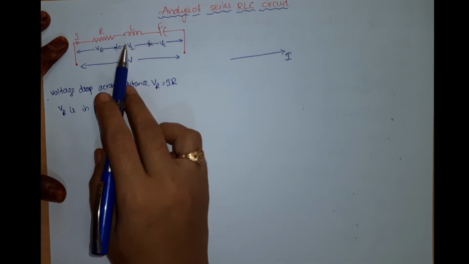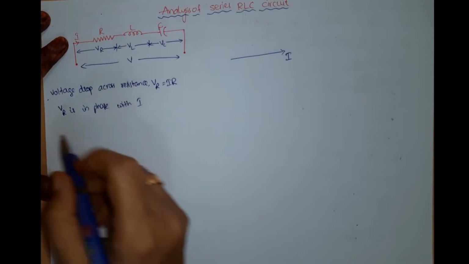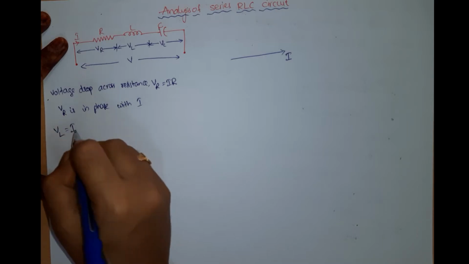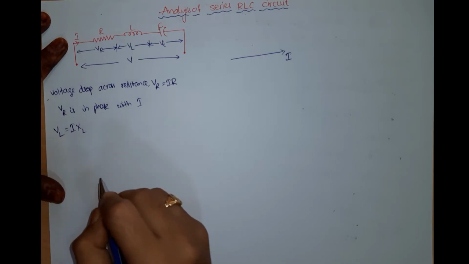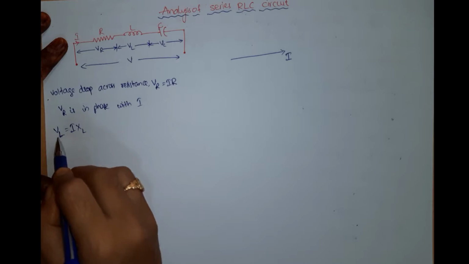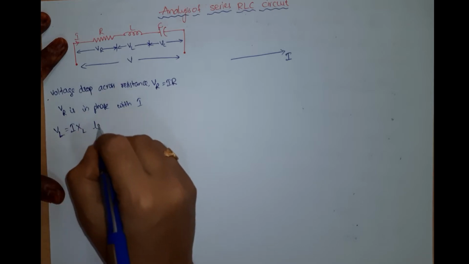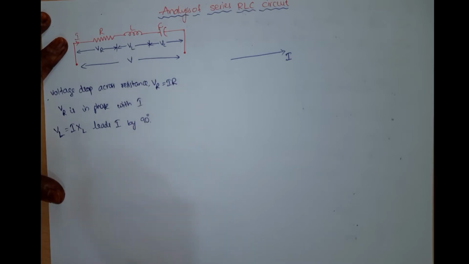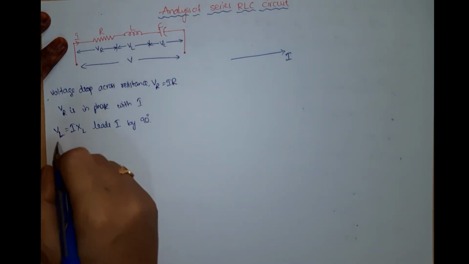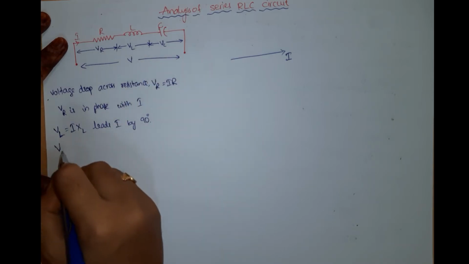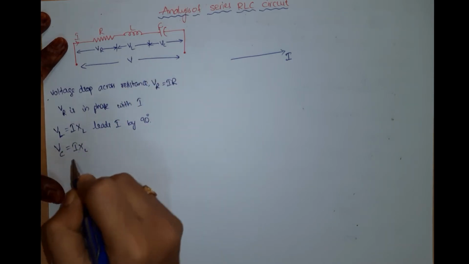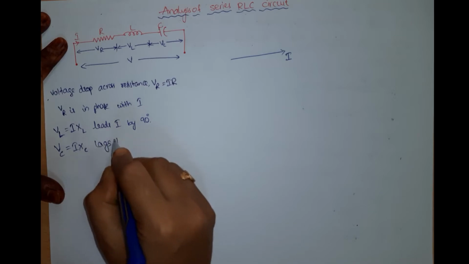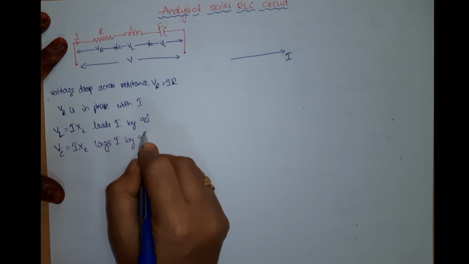Whereas next coming to inductor, the voltage across an inductor VL can be given by I into XL. So this voltage across an inductor leads I by 90 degrees, right? Also next point is the capacitor, that is VC, I into XC. What happens? It lags I by 90 degrees.